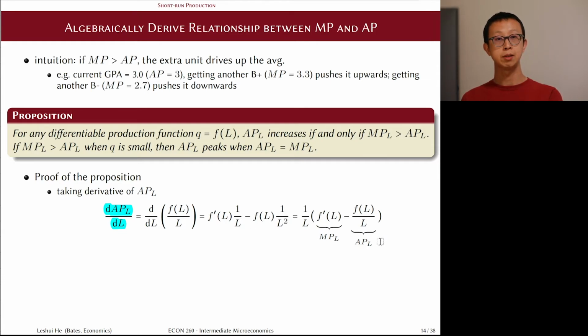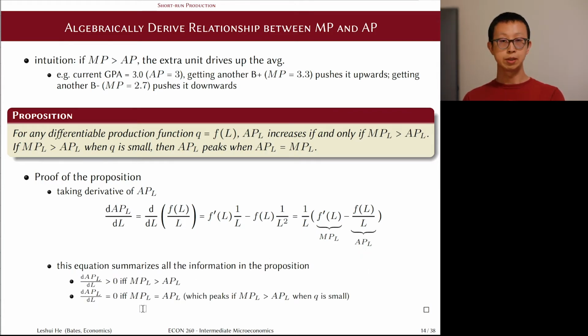Whereas on the other hand, if the marginal product of labor is lower than the average product, then the sign is going to be negative. In other words, average product is going to decrease if the marginal product of labor is less than the average product of labor. And that's exactly what our intuition says.